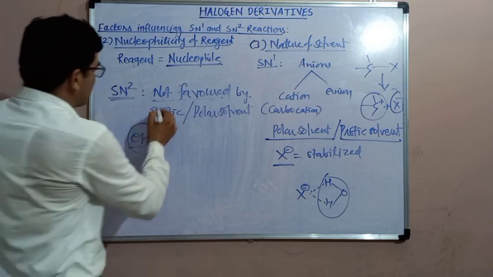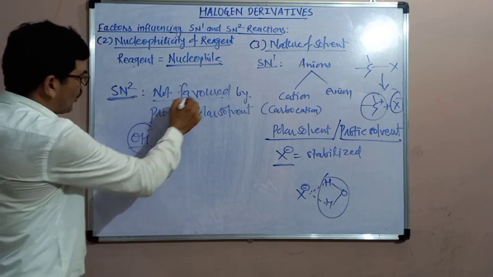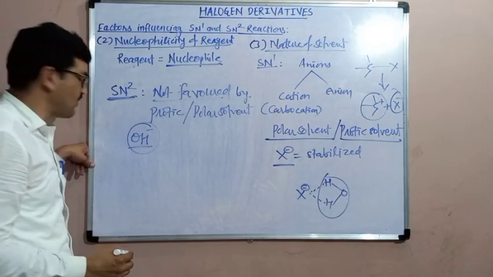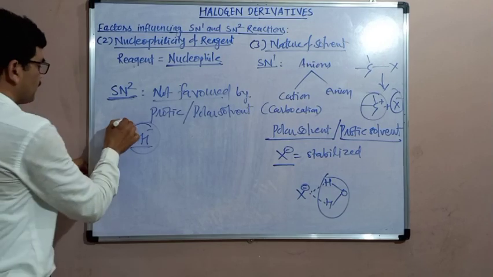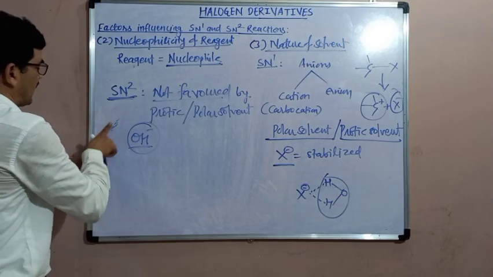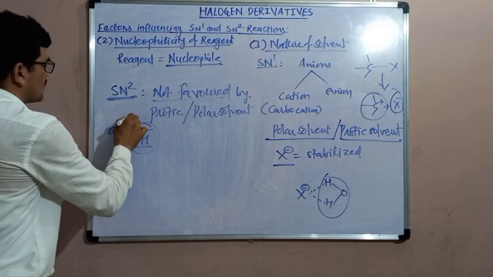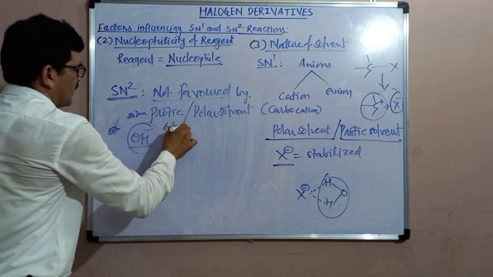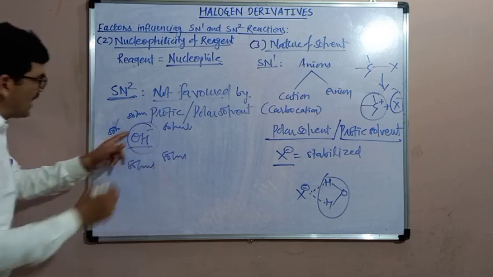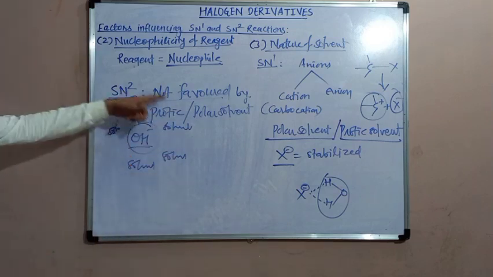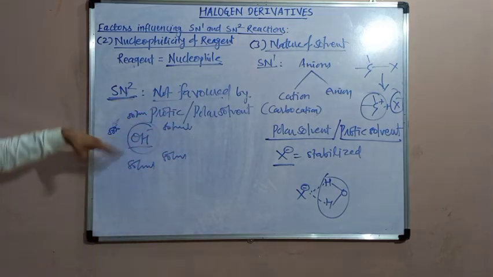But actually what happens if the SN2 reaction is carried out in the presence of a polar or protic solvent, then this nucleophile gets solvated. It means solvent molecules get collected here. There is a solvation of the nucleophile. And when the nucleophile gets solvated, that is when it is surrounded by the solvent molecules, then it gets stabilized.